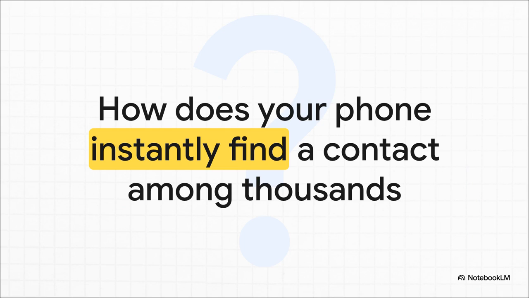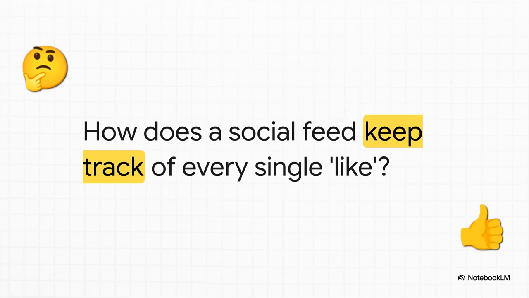I mean, you've got to wonder about it, right? You type one, maybe two letters into your phone and, damn, the exact contact you were looking for just appears, out of thousands. How on earth does it do that so fast? Or think about this. Millions of people are clicking like every single second. How does a platform keep all of that straight without just completely melting down? Well, it looks like magic, but it's actually something way more clever.